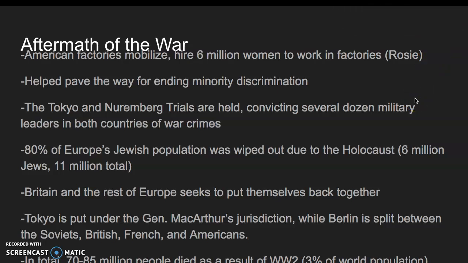Britain and the rest of Europe seek to put themselves back together. Tokyo is put under General MacArthur's jurisdiction, kind of making him the de facto last emperor, while Berlin is split between the Soviets, British, French, and Americans. In total, 70 to 85 million people die as a result of World War II, 3% of the world's population.